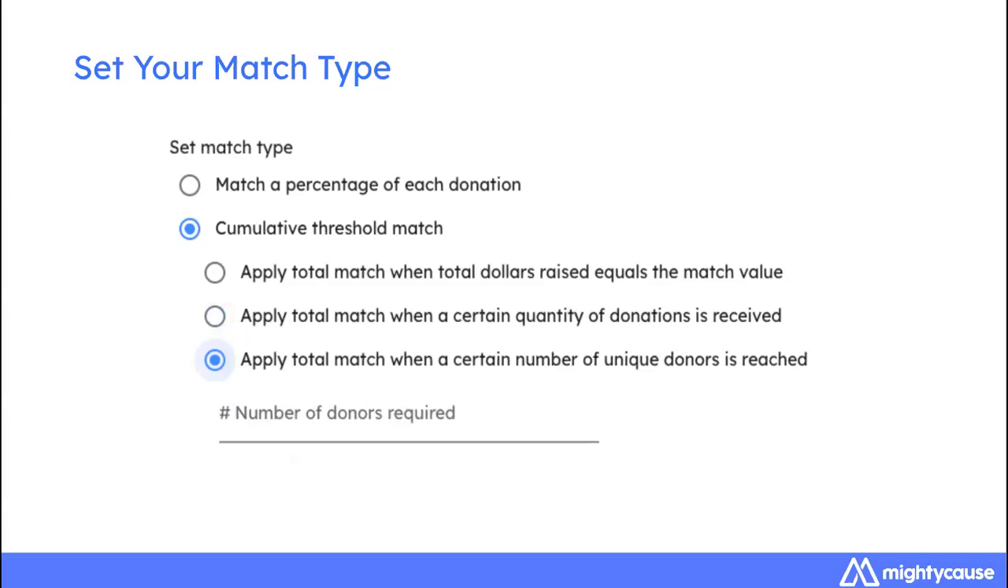Apply total match when a certain number of unique donors is reached. This option creates a match that is based on the number of unique donors you receive. So if Bob Smith makes 2 donations, he will only count as 1 unique donor. This is a great option to leverage if your nonprofit is looking to increase your donor count through your fundraising efforts.